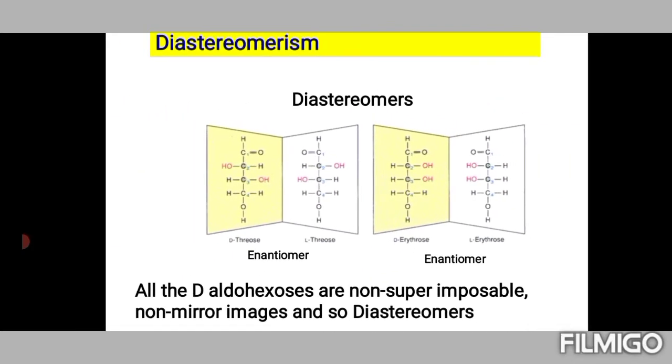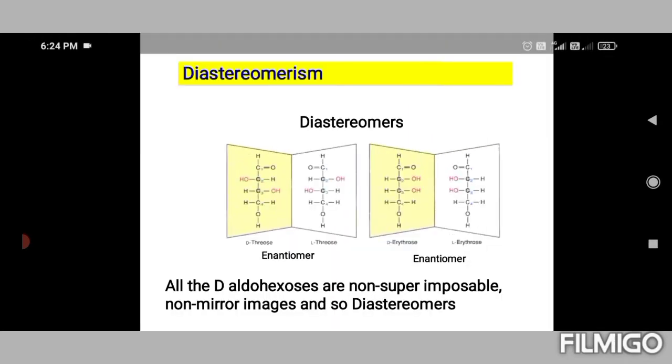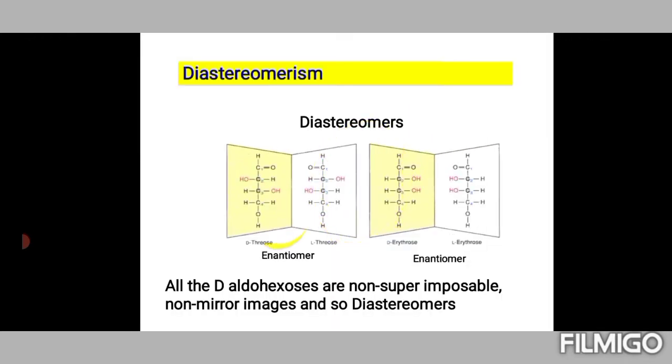But here you can see these two can be diastereomers, whereas these two are mirror images and this pair is also mirror images, but this pair cannot be mirror images. They cannot be superimposable. So they are diastereoisomers or diastereomers. In fact, if you want examples of diastereomers, all the D-aldohexoses are non-superimposable, non-mirror images of each other, and so all the D-aldohexoses are diastereomers also.